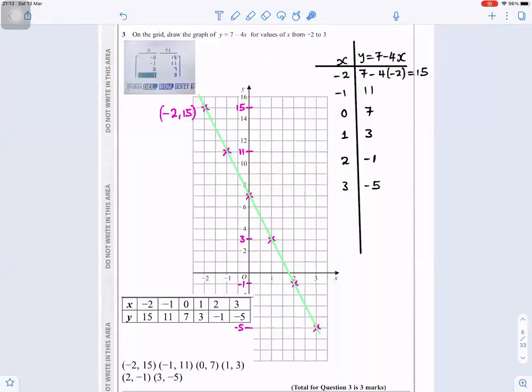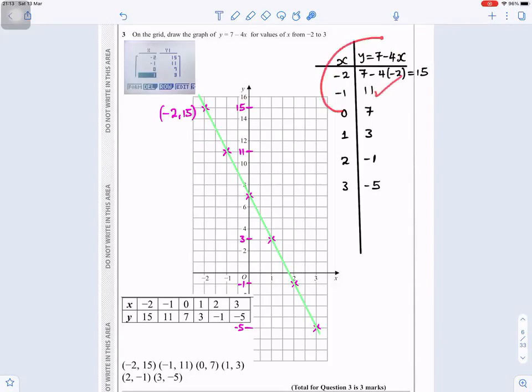For question number 3, on the grid, draw the graph of y equals 7 minus 4x for values of x from -2 to 3. You can do the graph by either working out the values using your calculator, or you can do them manually. You can substitute -2 for x, and it will be 7 minus 4 times -2, which will give you 15. You substitute -1 for x, and you work out the answer, you get 11.